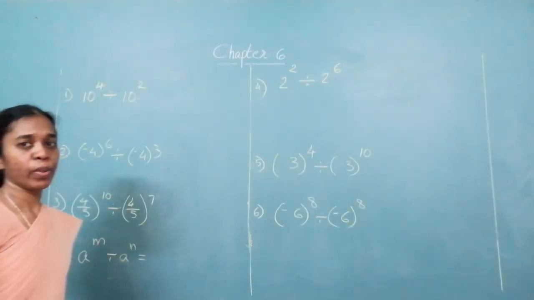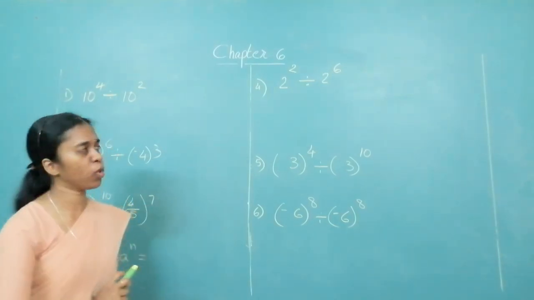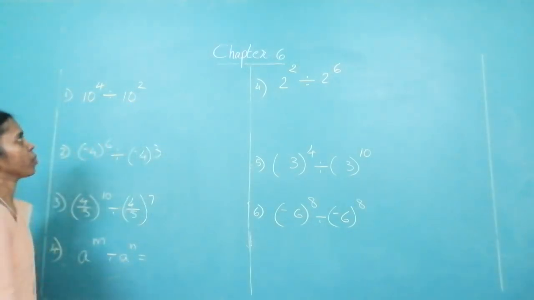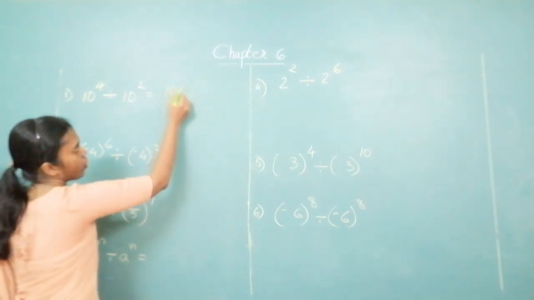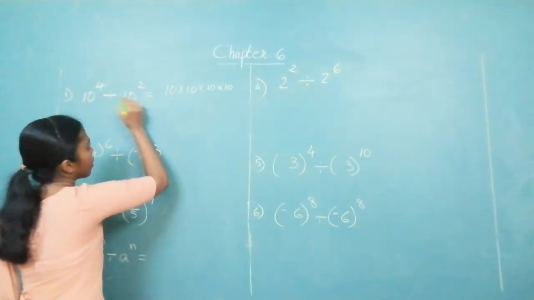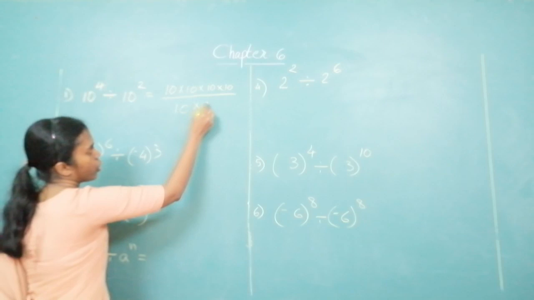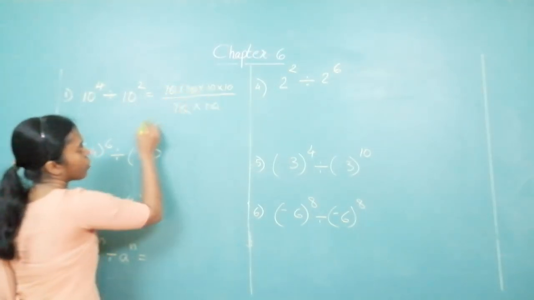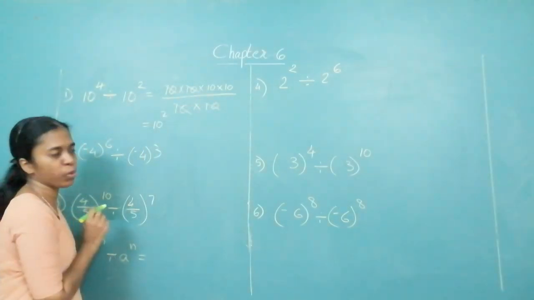Now let us look at division. Again, the base is same. I have 10^4 divided by 10^2. Now, what is the meaning of 10^4? 10 into 10 into 10 into 10. Division means upon. 10 square means 10 into 10. You can cancel. So, what do you get over here? 10 raised to 2.